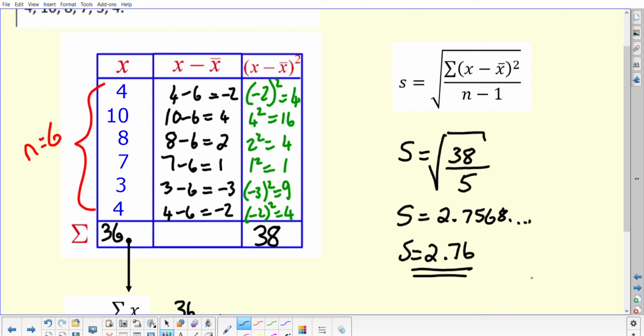So we will be making use of this value to compare other sets of data, but for today you're just going to practice how we calculate the standard deviation, and it's important that you know how to deal with the tables.